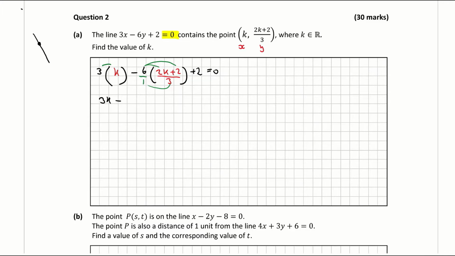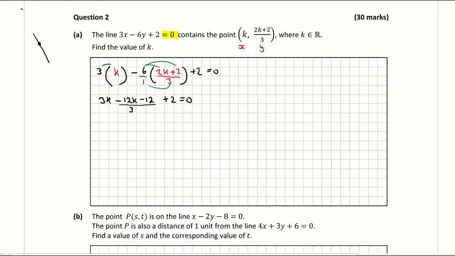So if I multiply the top, I'm going to get 6 times my 2k is minus 12k. And minus 6 times positive 2 gives me minus 12. So just watch the minus there. And on the bottom, when I multiply it in, I get 1 times 3, which is 3. Now the minus there with that 6 either goes to the top or the bottom of the fraction, but not both. So just watch out for that. And then I add on my plus 2 equals to 0.